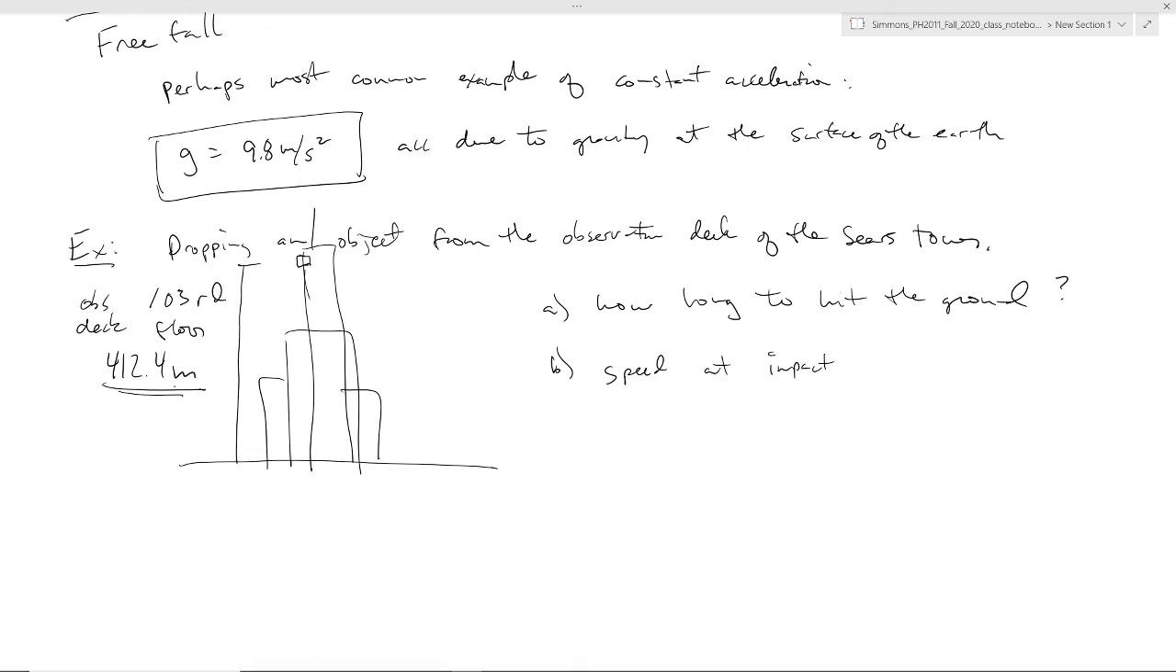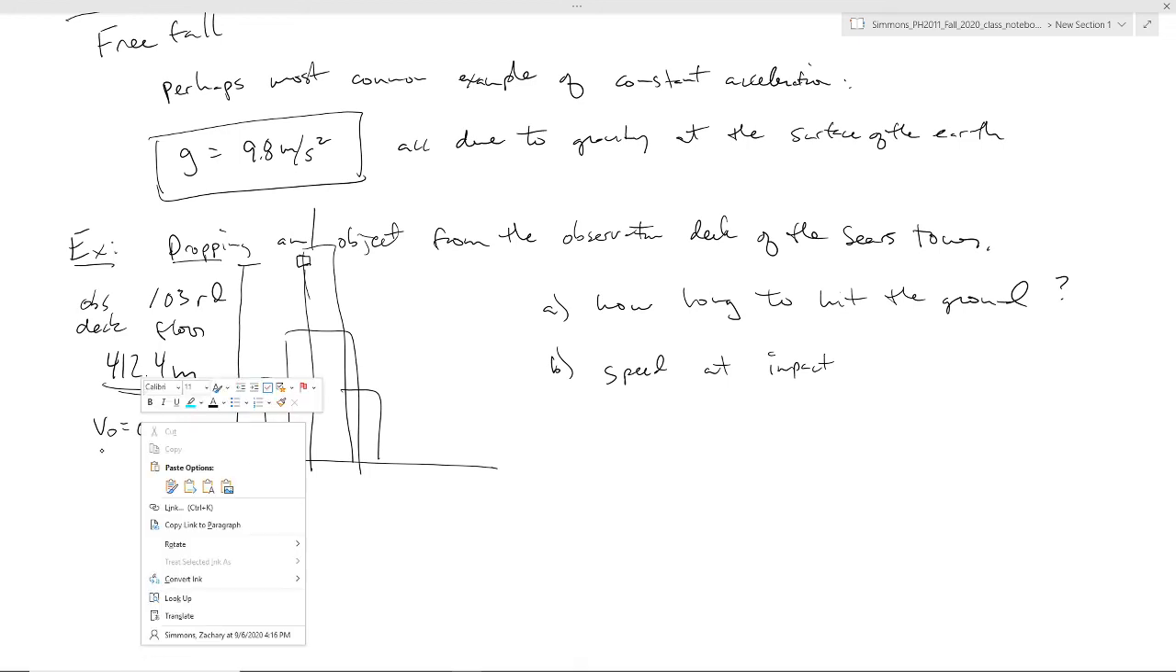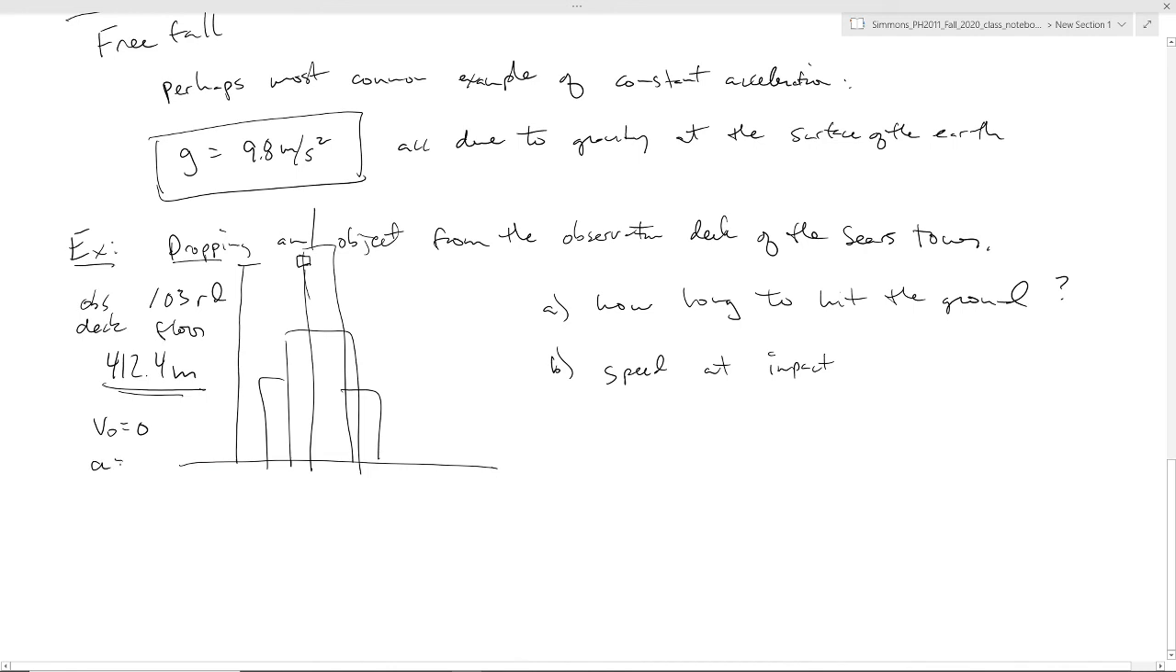Okay. So what do we know? We know this initial height. We know we're going to drop an object. So that means that our initial velocity is going to be 0. We also know that we're talking about free fall. So in this case, the acceleration is going to be g, 9.8 meters per second squared.